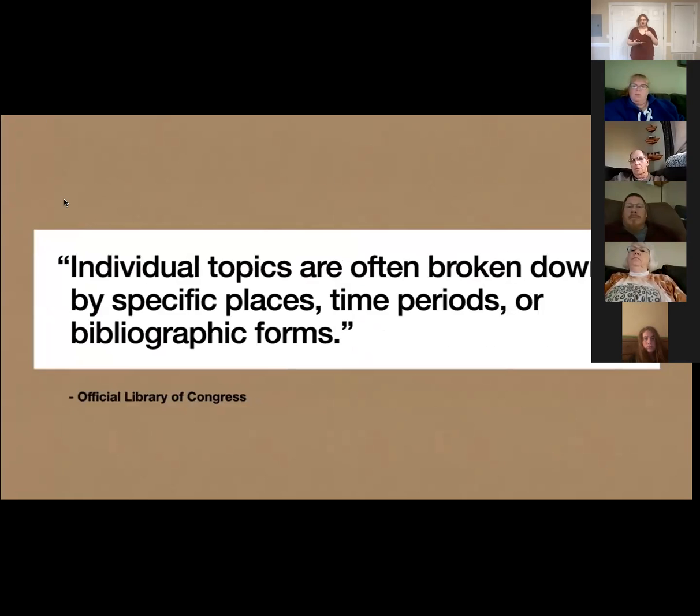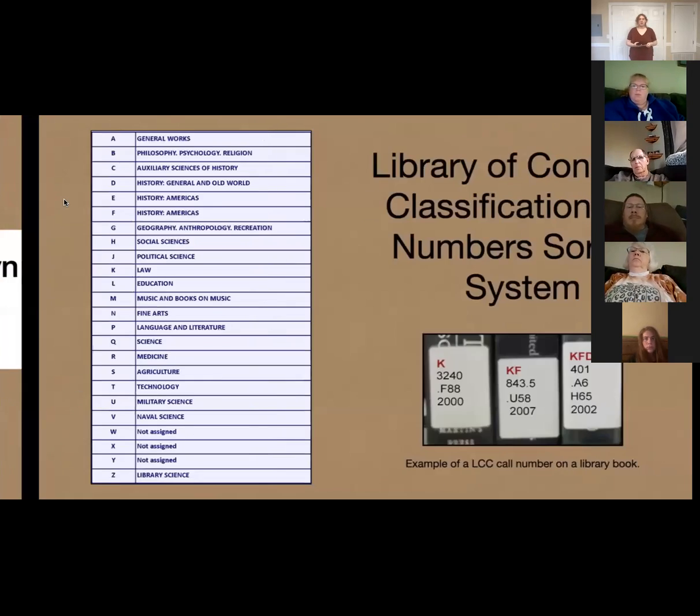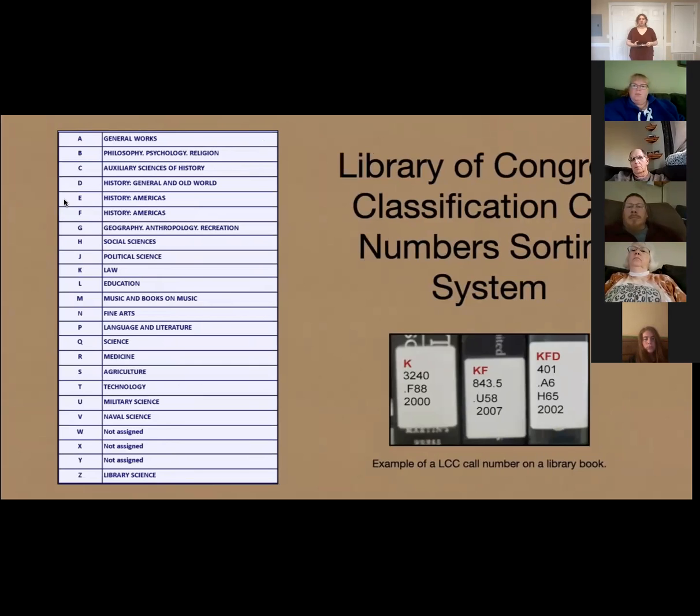As the official Library of Congress website states, individual topics are often broken down by specific places, time periods, or bibliographic forms. The system was first founded by James C.M. Hansen and Charles Martel when they realized that the Library of Congress collection was getting too large for their previous cataloging system. They began work on it in 1901 and they published the first outline in 1904.